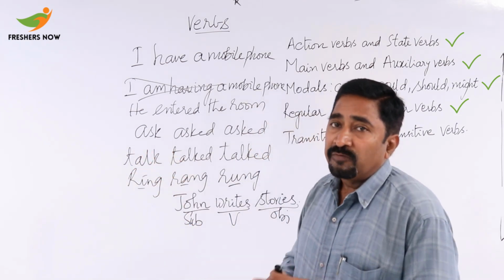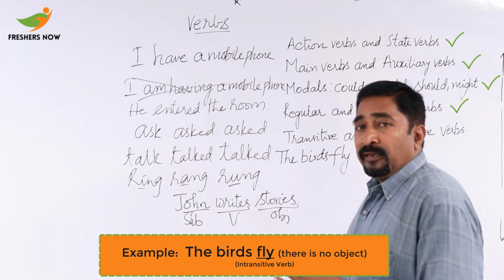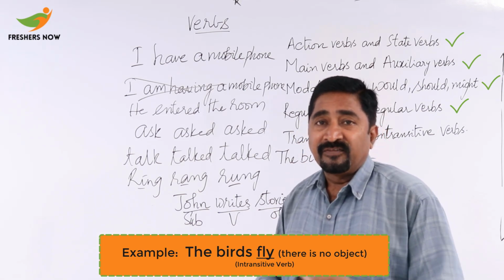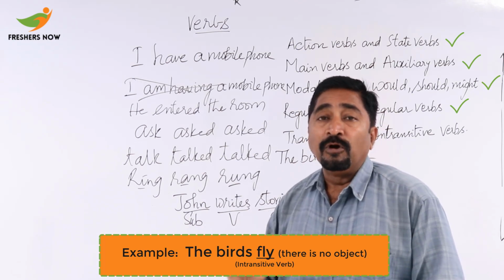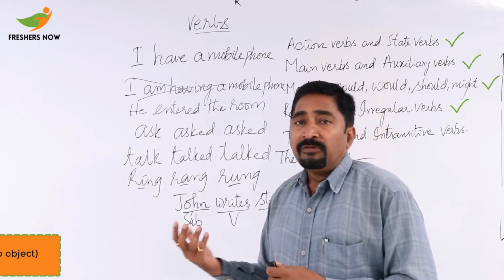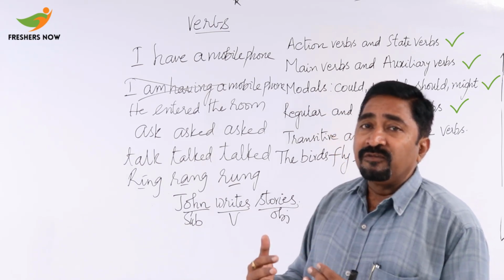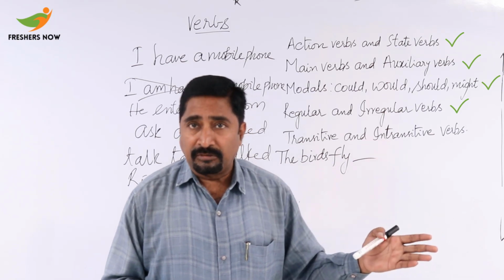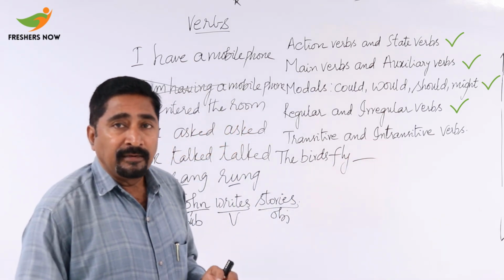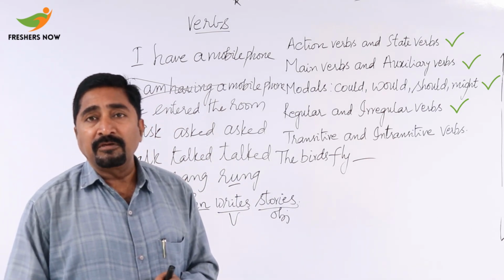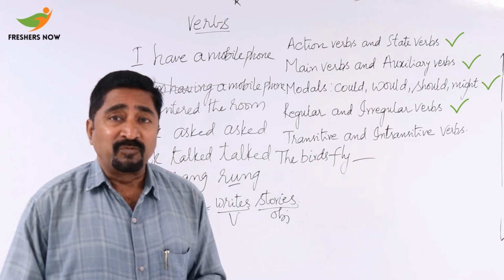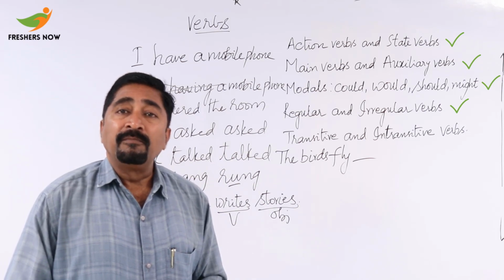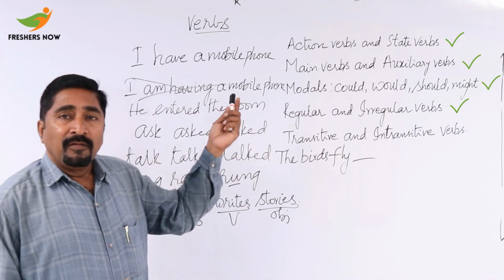So this is how we could differentiate. For example, if I say, the birds fly, it is very clear that there is no object at all. So the verb doesn't take any object, and it is very clear that fly is an intransitive verb. So the difference between a transitive and an intransitive verb is that only if the verb takes an object is it called a transitive verb. And if it does not take an object, and one important thing, if it is a direct object as well, it is also called an intransitive verb because it is not experiencing or suffering the action of the subject. So this is how the verbs are.